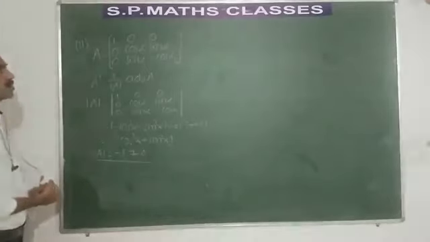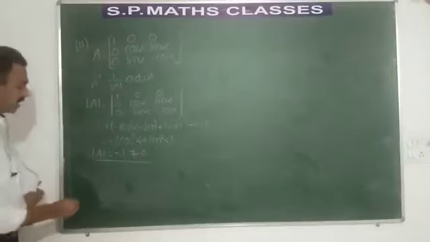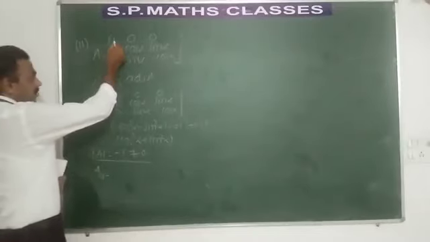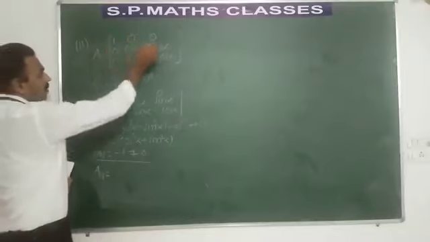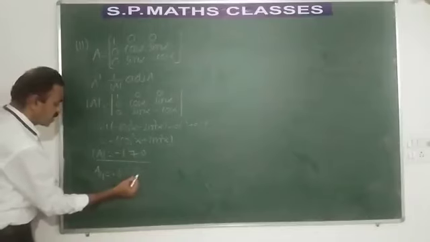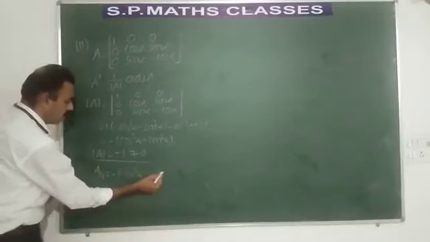Let us find out the cofactor of each element. Let us take up A11. What is A11? So leave the row and column in which the element is present. Sign is plus, minus cos squared alpha minus sin squared alpha.